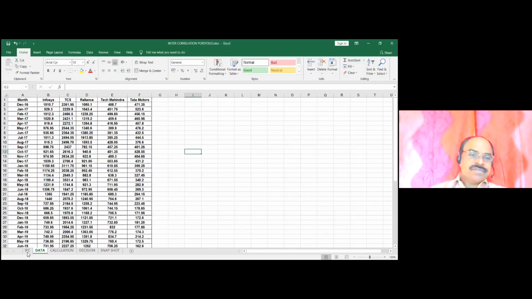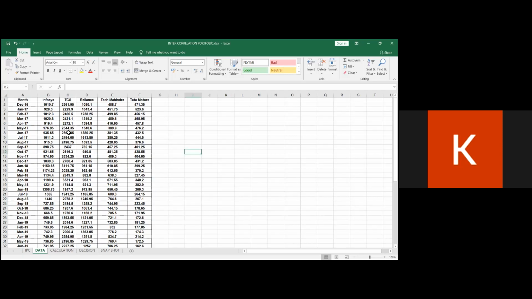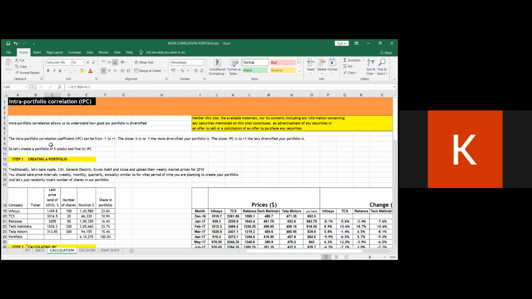Good morning, sir. My topic is intra-portfolio correlation. This is my input data, sir. I have taken 5 companies, sir: Infosys, TCS, Reliance, Tech Mahindra, and Tata Motors. This is the calculation part, sir. Intra-portfolio correlation allows us to understand how well our portfolio is diversified. The intra-portfolio correlation coefficient can be from -1 to +1. The closer it is to -1, the more diversified your portfolio is. The closer IPC is to +1, the less diversified your portfolio is.